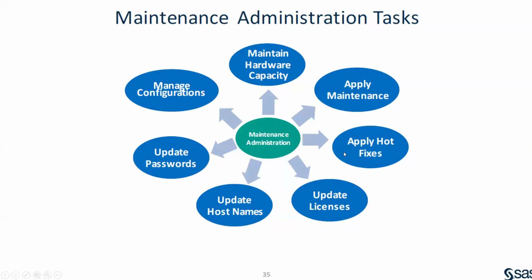Then coming to the maintenance administration task. What do you mean by maintenance administration? Once the SaaS software has been installed and the company started using all the clients and all the software, then you have to maintain the software also. It comes under maintenance. What's the maintenance? Apply hot fixes. You have to update the licenses, update the host names, update the passwords, manage the configurations, and maintain hardware capacity. So this comes under the maintenance administration.